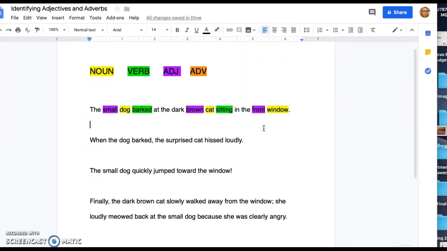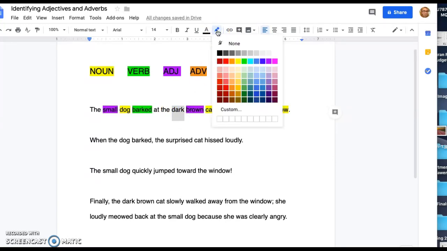We've now identified all of our adjectives. Now we're going to look for our adverbs. Adverbs describe verbs, adjectives, and other adverbs. So I paused here on dark brown cat. We agreed that brown describes cat, but dark describes brown. Brown is an adjective, and if dark is describing it, then dark has to be our adverb.